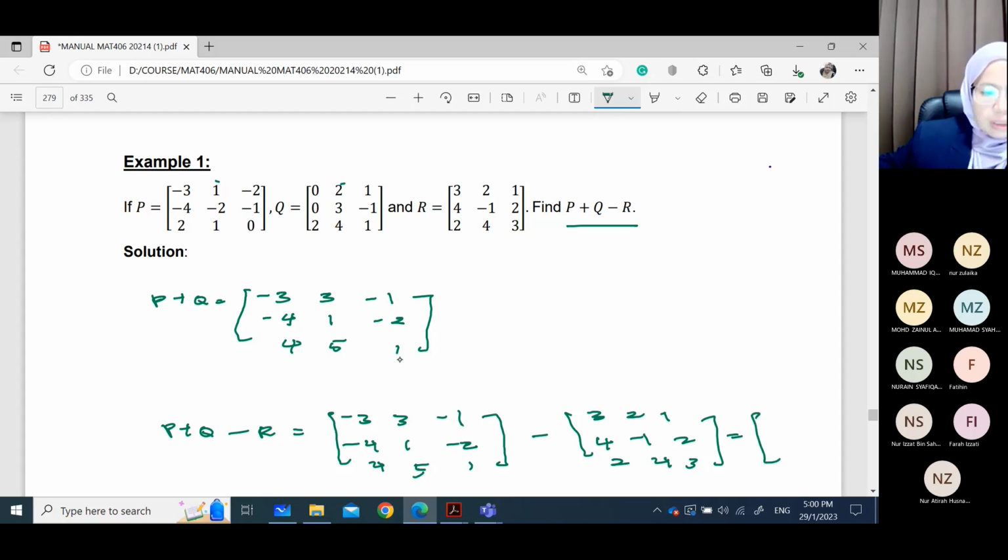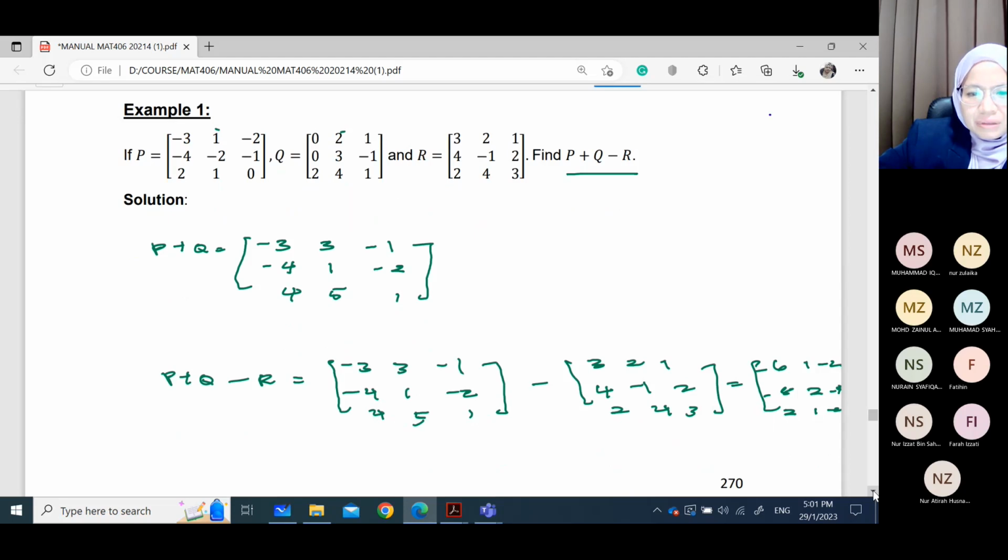Okay, so tolakkanlah P plus Q minus R. So negative 3 minus 3, we have negative 6. So 3 minus 2, we have 1. Negative 1 minus 1, we have negative 2. Okay, so this one, negative 8. 1 minus negative 1, we have 2. Negative 2 minus 2, we have negative 4. Yang last row, 4 minus 2 is 2, 5 minus 4 is 1, and the last one, 1 minus 3 is negative 2. Okay? Macam tu. Boleh? Faham? Okay, so this one is about addition and subtraction.